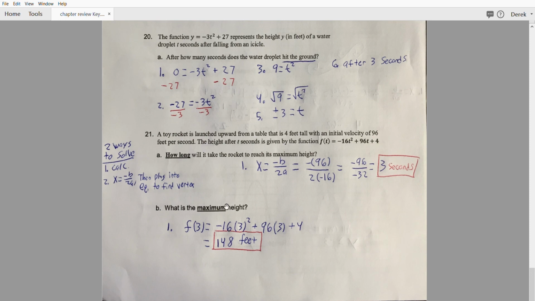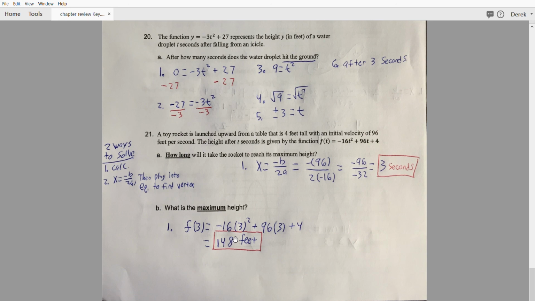It's going to ask you for the maximum height and how much time it takes to get there. So really what it's asking you for is the vertex of this graph, because it's asking for the max. What is the max of the graph? We can use our calculator. That's our first way. You could plug the whole equation into y equals, then use second, calculate, max. And that's going to tell you the height is 148 feet.